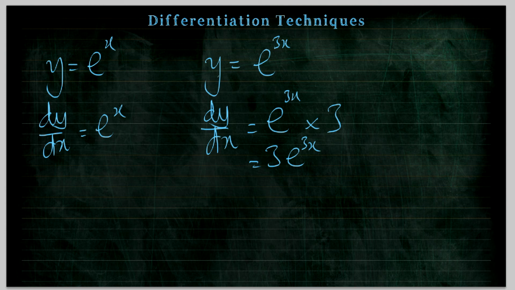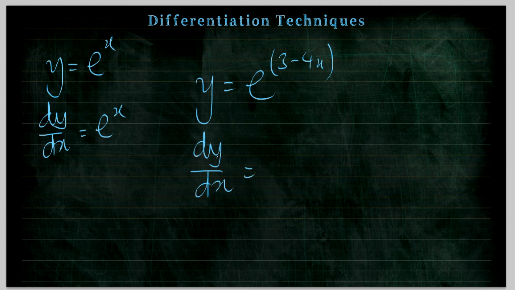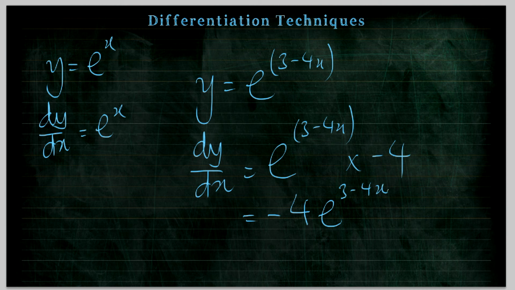If you had something like y is equal to e to the 3 minus 4x, dy by dx, so e to the something just becomes e to the something, so e to the same thing, 3 minus 4x, but I need to multiply by the coefficient of x, which in this case is minus 4. So I'd write that as minus 4 e to the 3 minus 4x. Okay, so as simple as that. So that's how you deal with exponential functions.